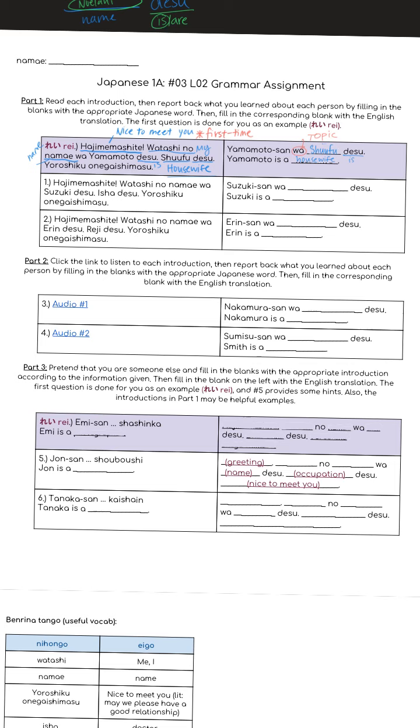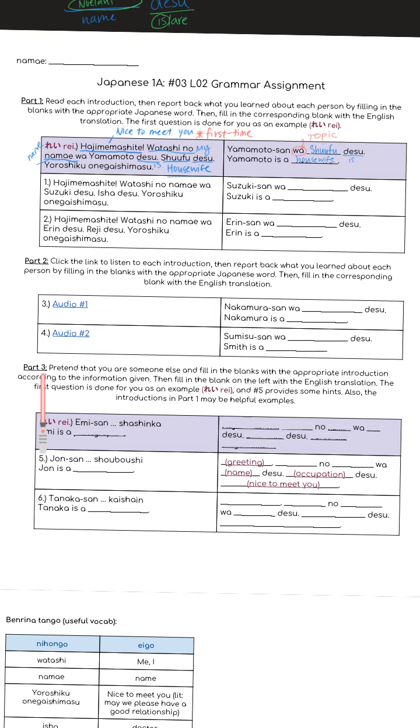Okay, so part 2. Click the link to listen to each introduction, then report back what you learned about each person by filling in the blanks with the appropriate Japanese word. Then fill in the corresponding blank with the English translation. So for this part, you're just going to go ahead and click each of these links, and it'll bring you to an audio recording. Listen to the audio recording, and then you will do the same thing as what you did in part 1, except instead of reading the introductions, you will listen to the introductions. So, 頑張ってください. Do your best.